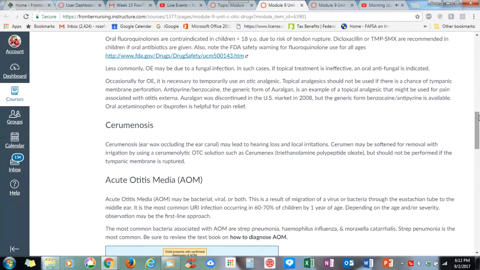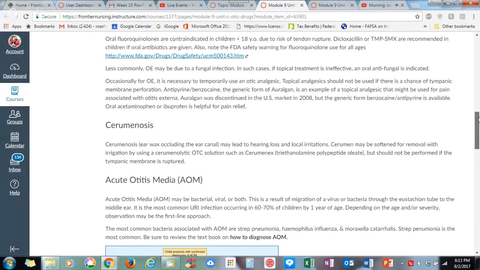Ceruminosis is earwax occluding the ear canal, which can lead to hearing loss and local irritation. Cerumen may be softened for removal with irrigation by using a ceruminolytic over-the-counter solution such as Cerumenex, which is triethanolamine polypeptide oleate, but should not be performed if the tympanic membrane is ruptured.